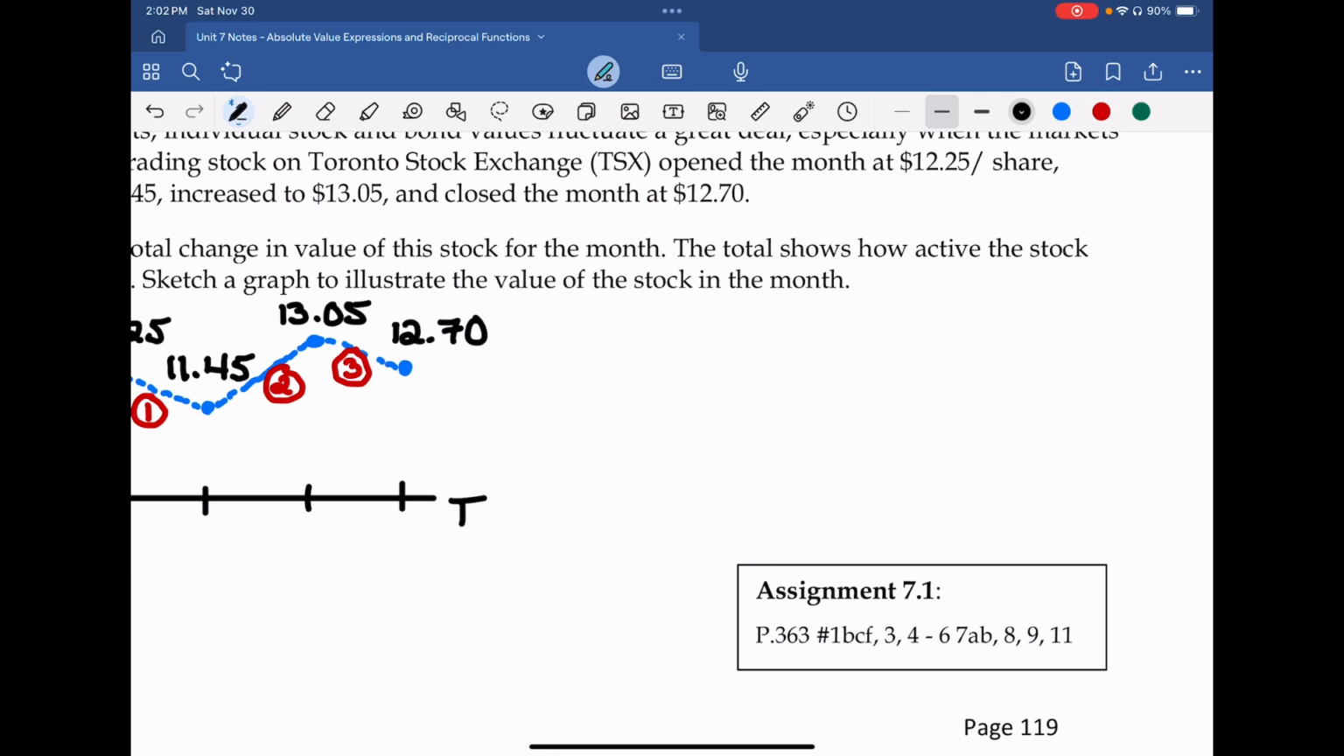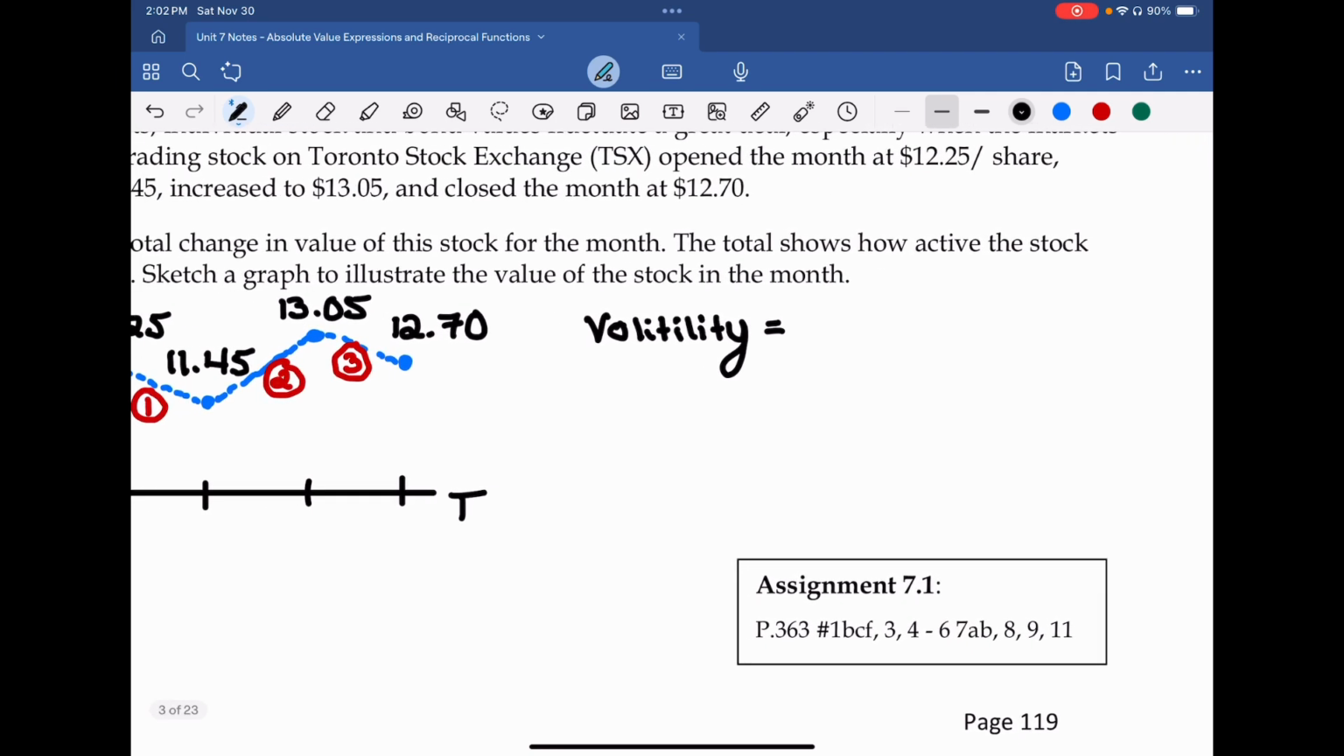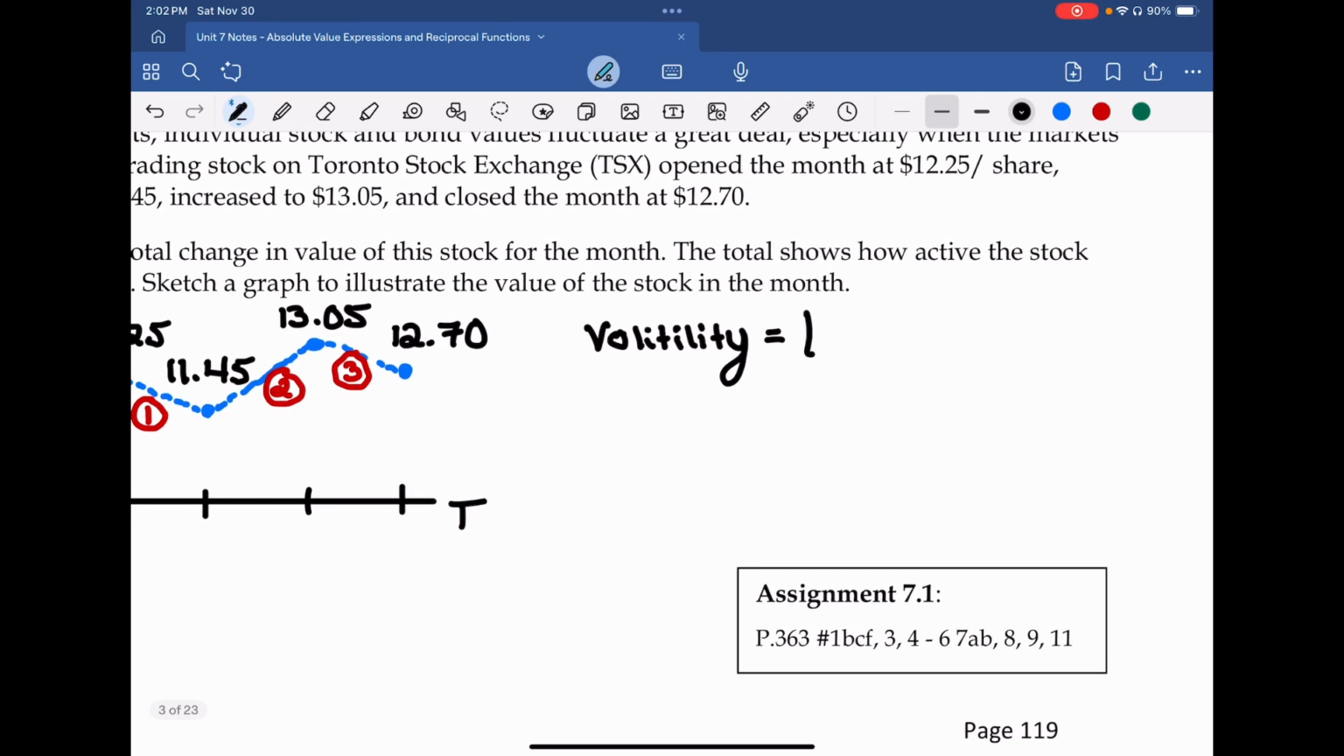Now, to get the overall fluctuation, or the overall dollar figure that happens during the month, the activity is going to be described using the following. We're going to take each of these segments and add them together. So I'm going to say the volatility is equal to, now we're going to put the following absolute values together. We're always going to read it left to right. So I'm going to go 1225 minus the 1145, absolute bar, plus we're going to do the next segment.